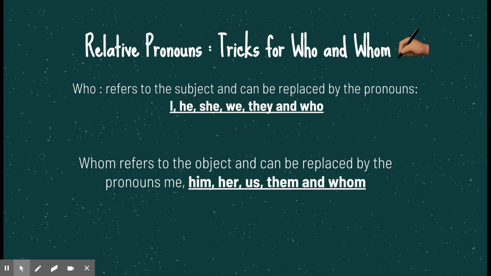Relative pronouns, tricks for who and whom. For who, because we're talking about the subject, we know that it can be replaced by other pronouns such as I, he, she, we, they. Whom refers to the object, and it can be replaced by pronouns such as him, her, us, them. So if we see the word whom, we can replace it easily with another regular pronoun such as him, her, us, or them.